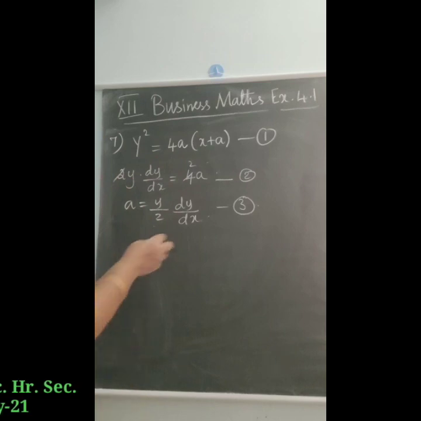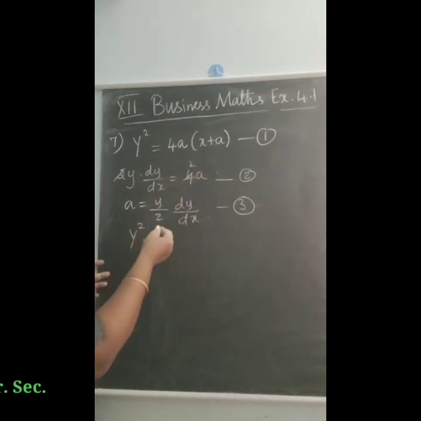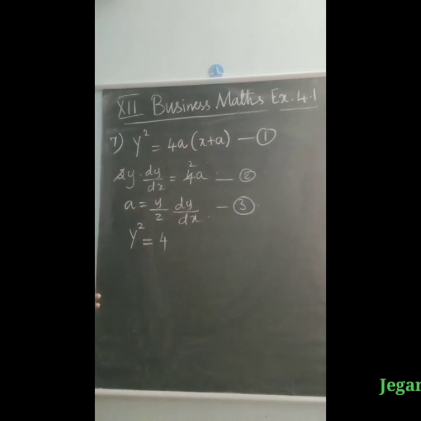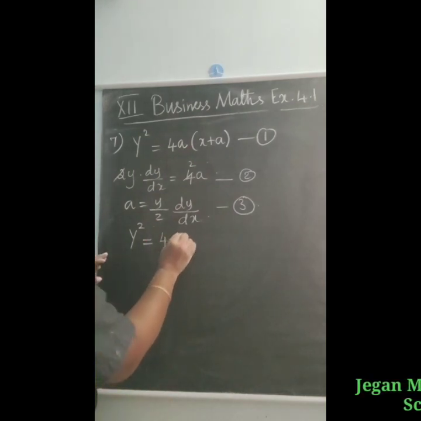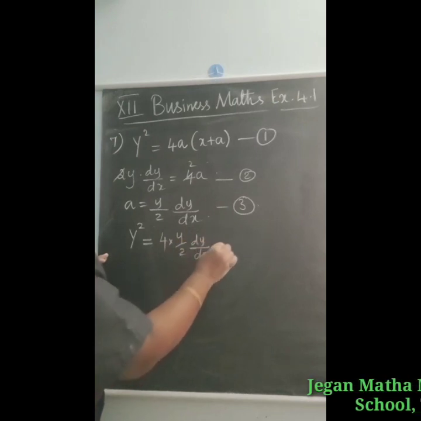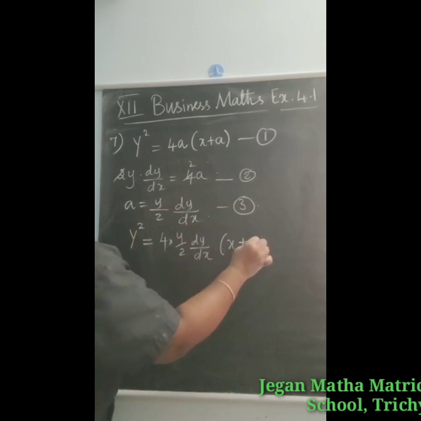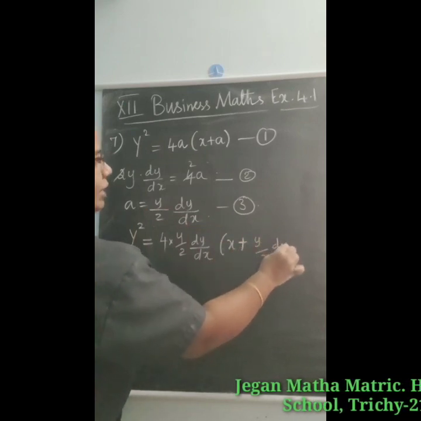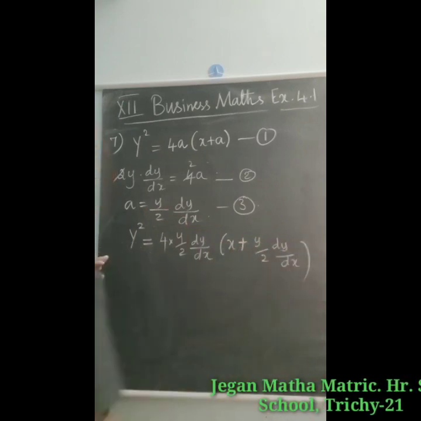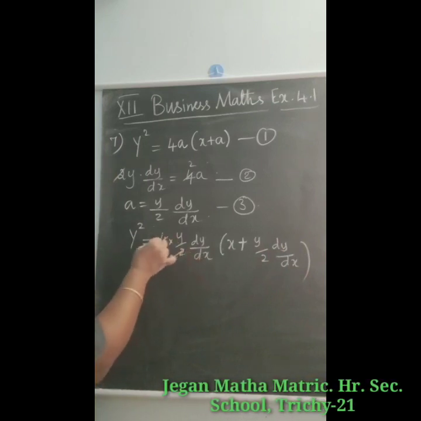So we substitute 2 and 3 in the first equation. We will get y squared is equal to, instead of a, substitute the third equation in the first equation. So 4 into y by 2 into dy by dx, into x plus, again substituting a, y by 2 into dy by dx. Can you understand? Now we have to simplify this.